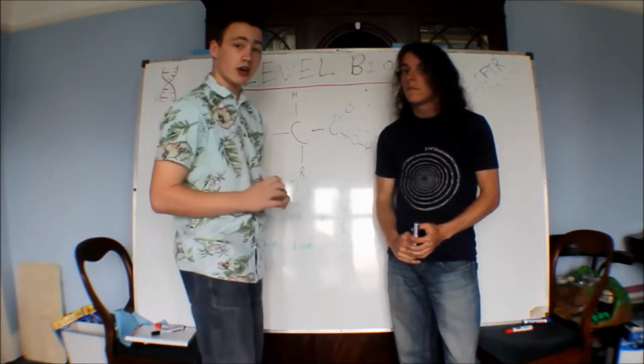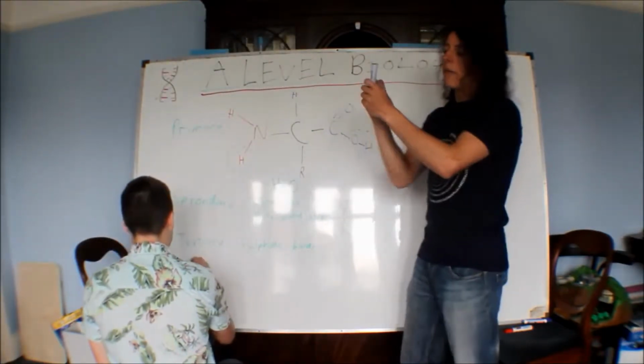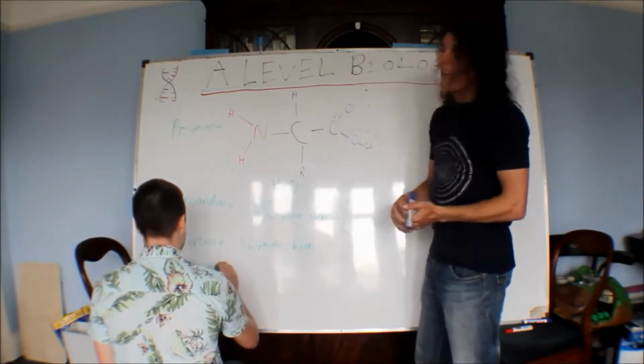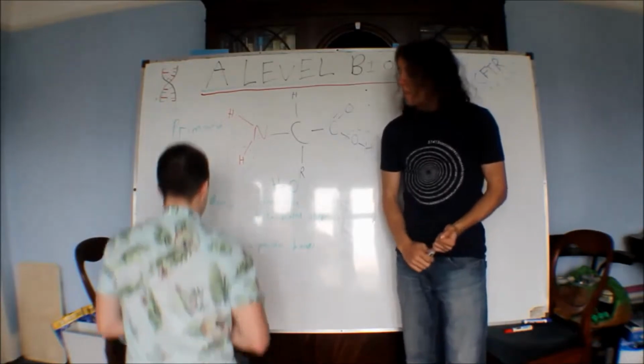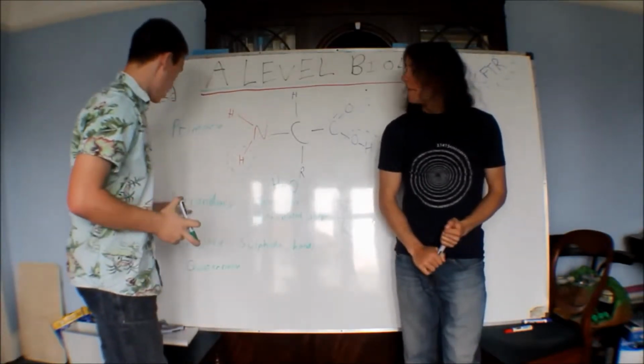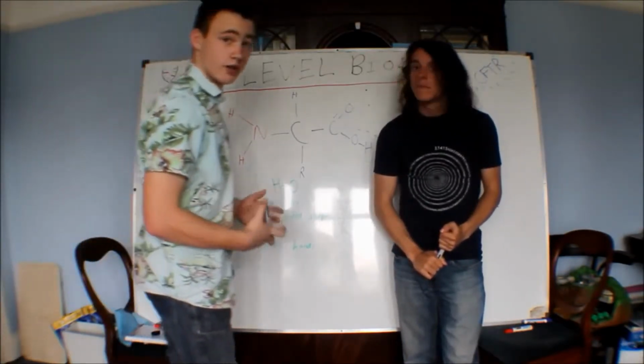There's also quaternary structure. When you have another chain and you put them together, that's quaternary, just like a really complicated version of tertiary. Just more than one chain. So these are the main types of structure for the proteins.